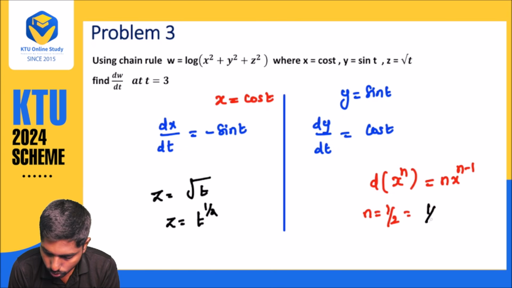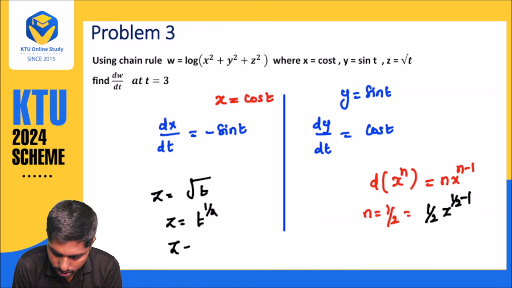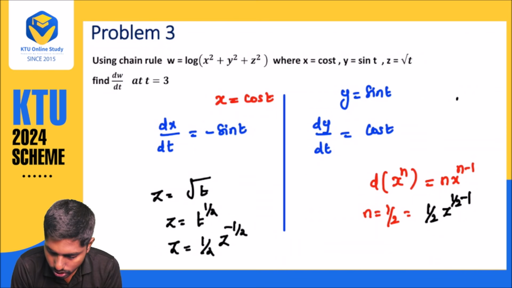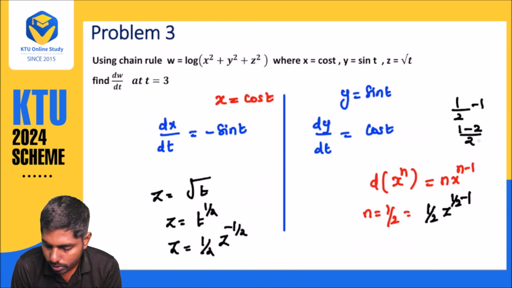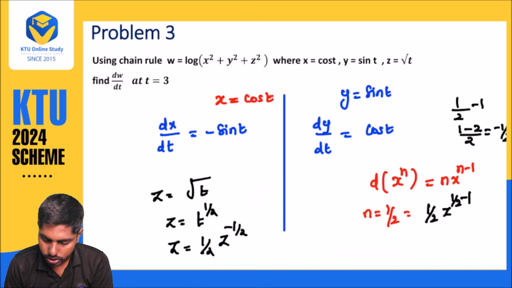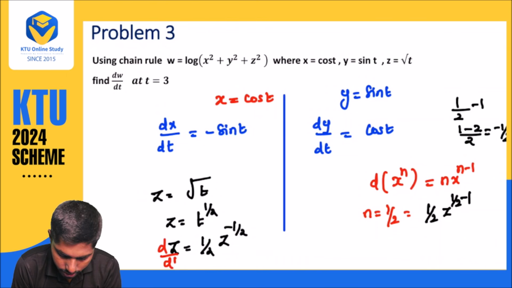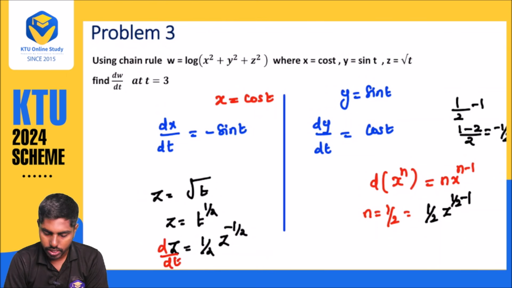So our answer is 1 by 2 into t power 1 by 2 minus 1. So we will be getting dz by dt is equal to 1 by 2 t power minus 1 by 2. That is 1 by 2 minus 1, which is nothing but, taking the LCM, 1 minus 2 divided by 2, that is minus 1 by 2. So now we are getting the value of dz by dt.